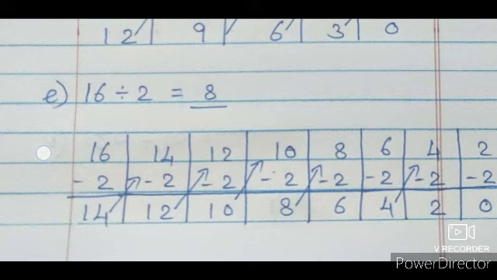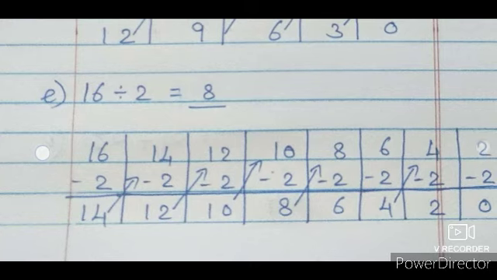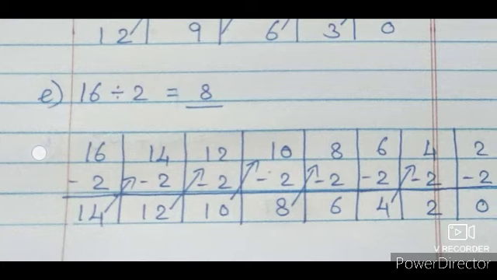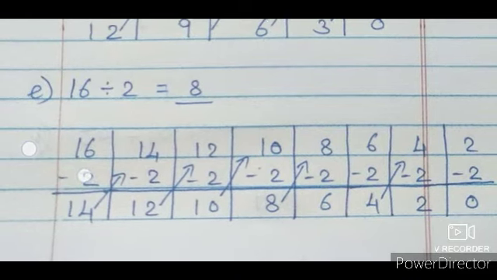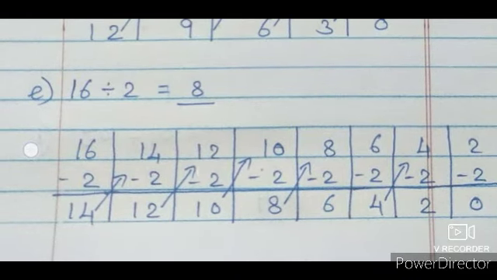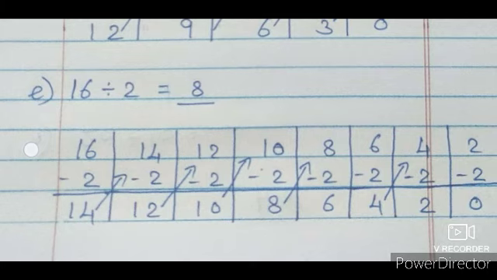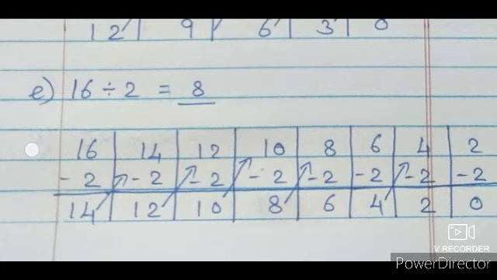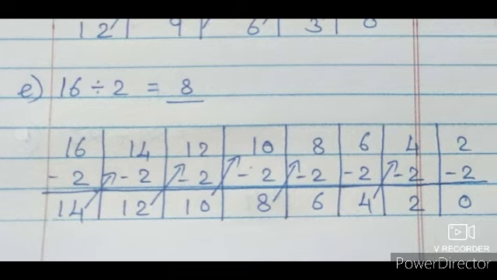So here we got 2. Again subtract 2 from 2. As we know, 2 minus 2 equal to 0. We put 0 here. So how many times we subtracted this? 1, 2, 3, 4, 5, 6, 7, 8. We subtracted this 8 times to get 0. So the answer is 8.